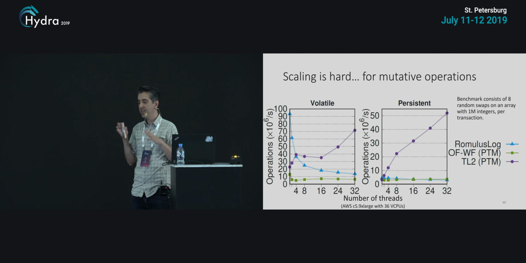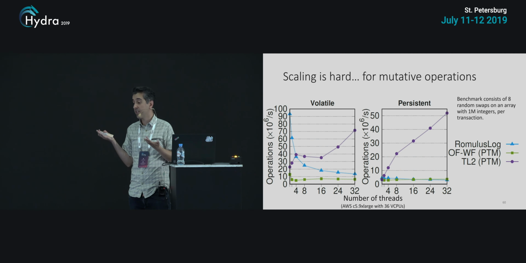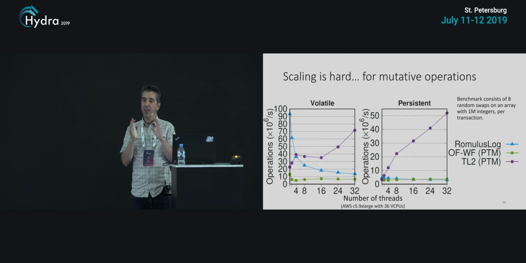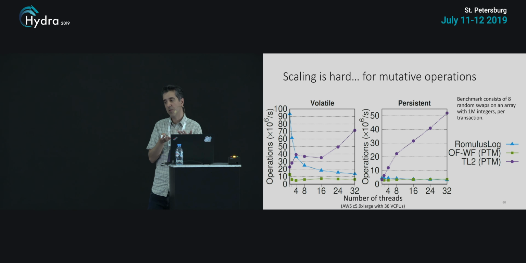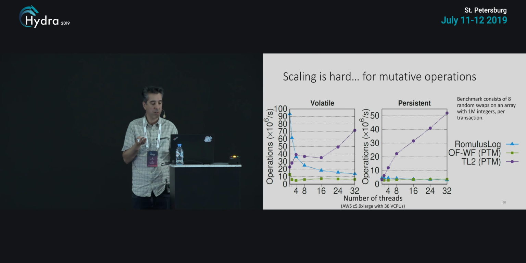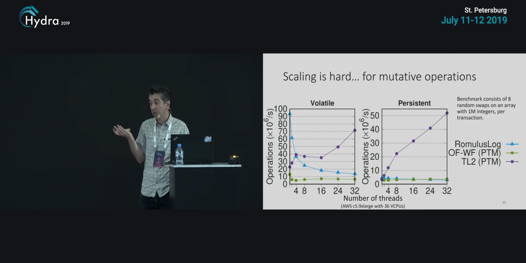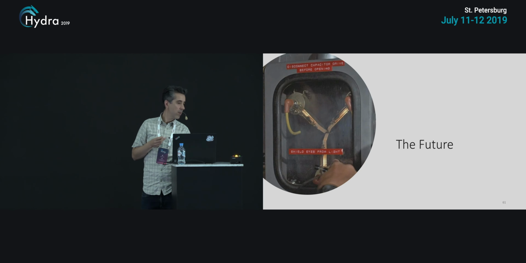Once you go into persistent memory, you can scale, and you can scale very high for writes. This is just doing writes. Again, as long as the workload is disjoint access parallel. If the workload is not disjoint, then you cannot scale. And I would argue that's even impossible. So I still have a few minutes.